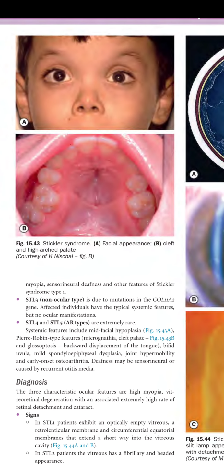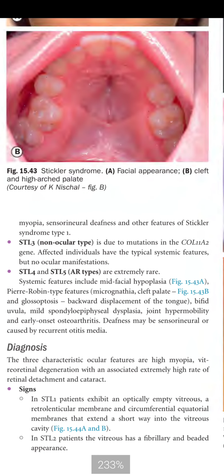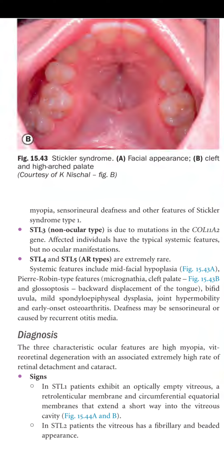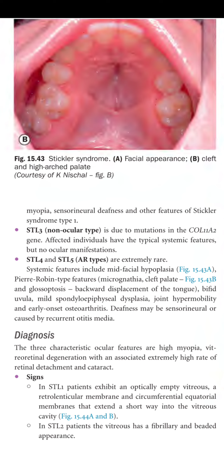So STL3 is a non-ocular type which is a mutation in the COL11A2 gene. Affected individuals have typical systemic features but no ocular manifestation. STL4 and 5, autosomal recessive, are extremely rare. Systemic features include midfacial hypoplasia, Pierre Robin features, micrognathia, cleft palate and glossoptosis, backward displacement of the tongue. So there will be midfacial hypoplasia, micrognathia, cleft palate and backward displacement of the tongue.